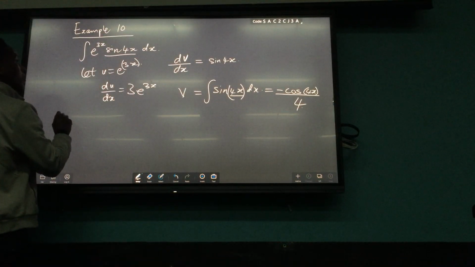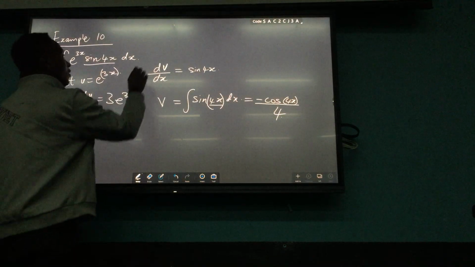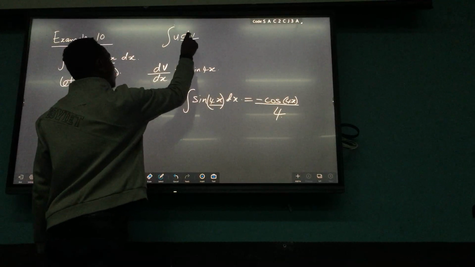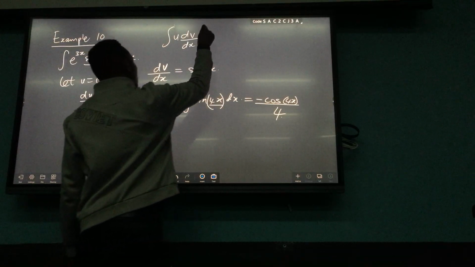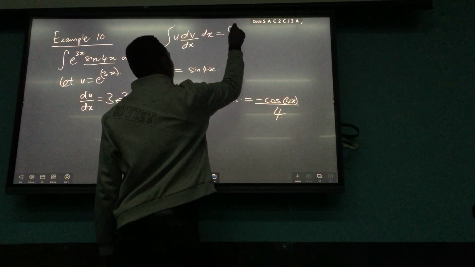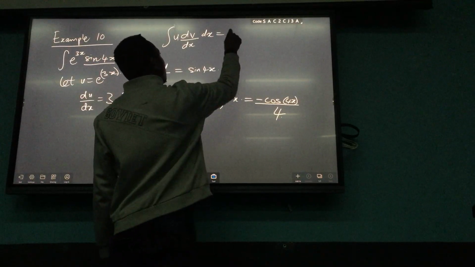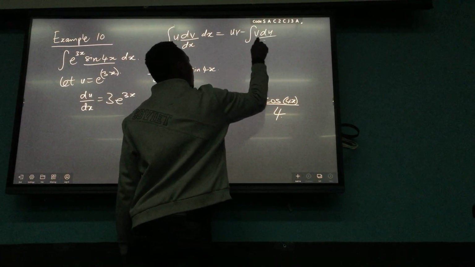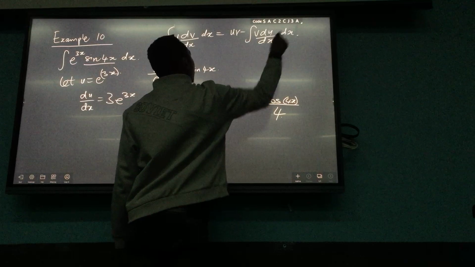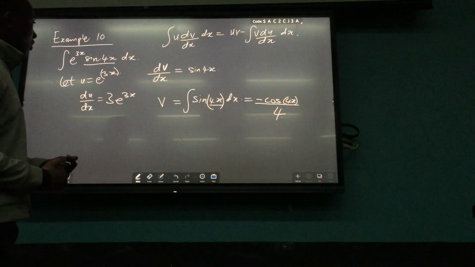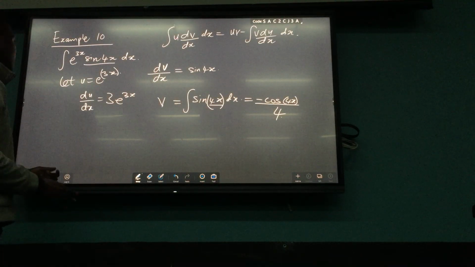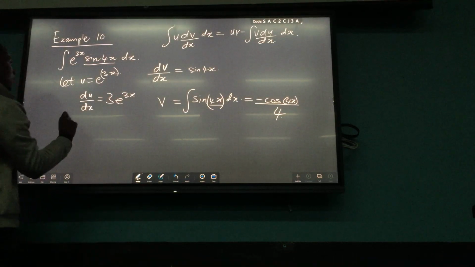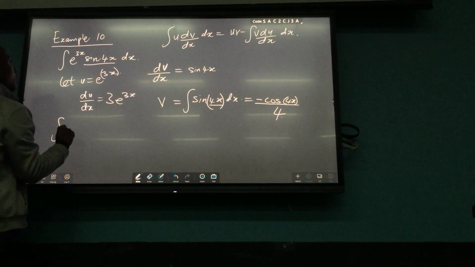Let's write the formula for integration by parts. It's the integral of u dv over dx dx equals uv minus the integral of v du over dx. So now we're going to plug in what we have here into our formula. So that's going to be the integral of u dv dx.